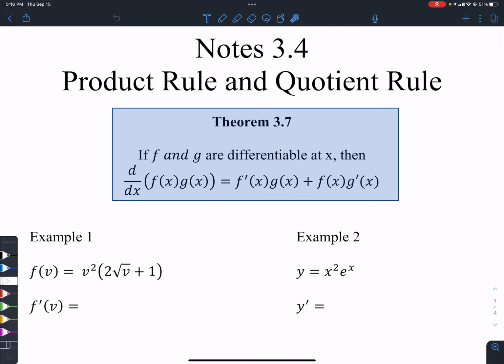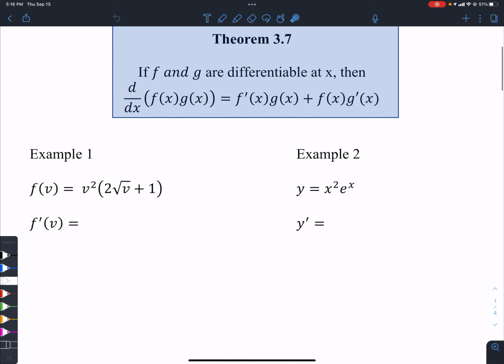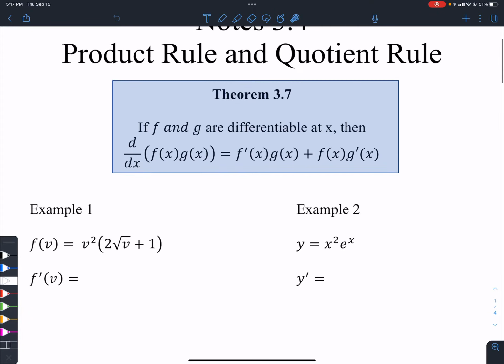Hello everybody, this is Chapter 3, Section 4, Product Rule and Quotient Rule. As we talked about last section, there was no rule for multiplying two functions together. You had adding two functions, subtracting two functions, a constant times a function, and the power rule. But now we're going to get the product rule and quotient rule.